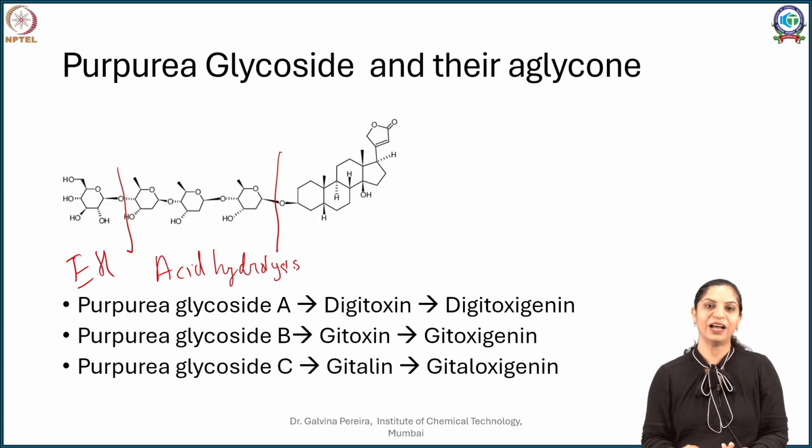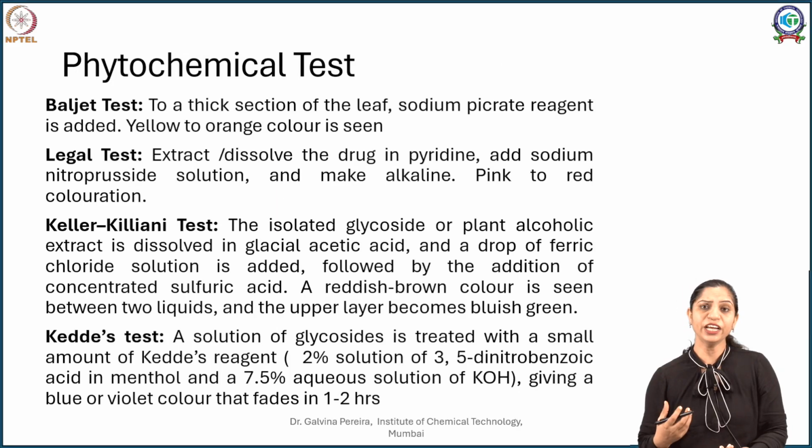Similarly, your purpurea glycoside B will give you gitoxin, which in the presence of acid will get hydrolyzed to gitoxigenin. Purpurea glycoside C will give you gitaloxin. You remember the aldehyde substitution, and this will give rise, on acid hydrolysis, to gitaloxigenin. So there are numerous tests. I have stated a few, but let's discuss them.